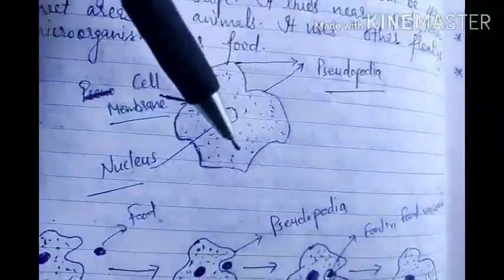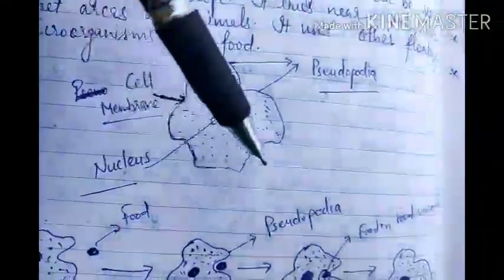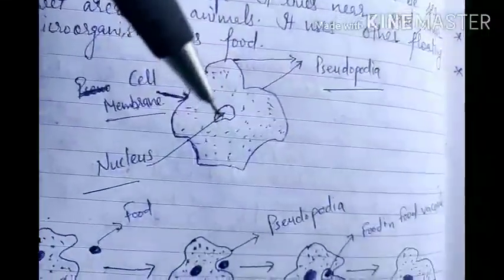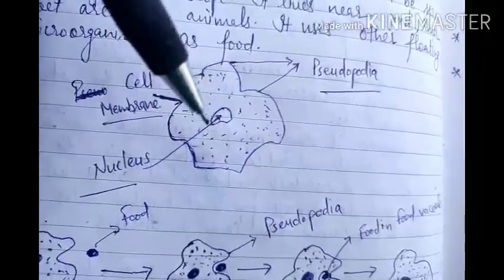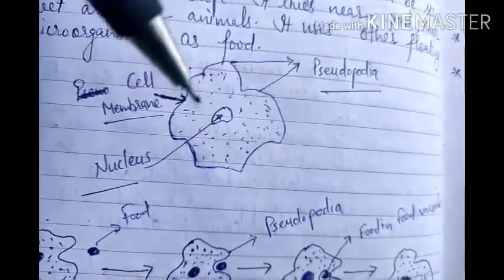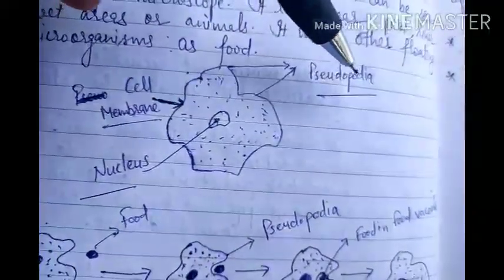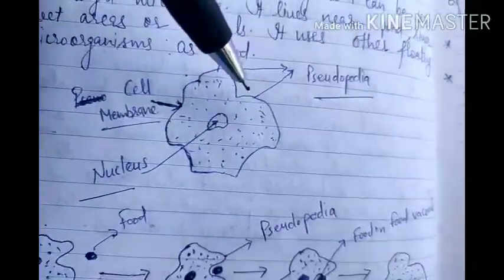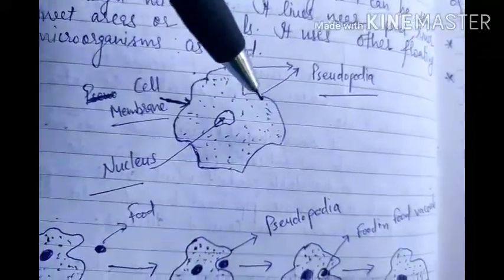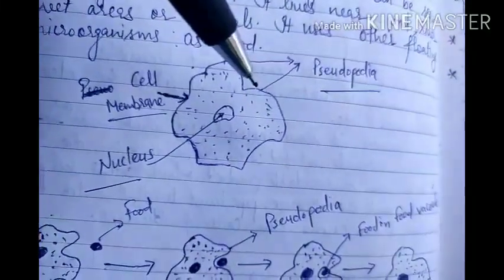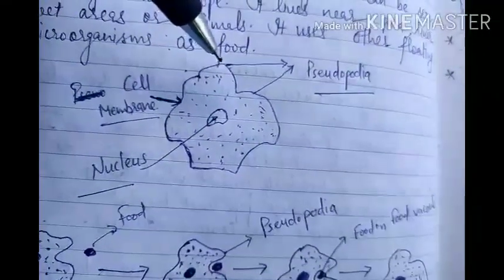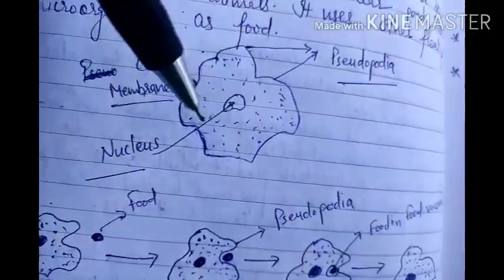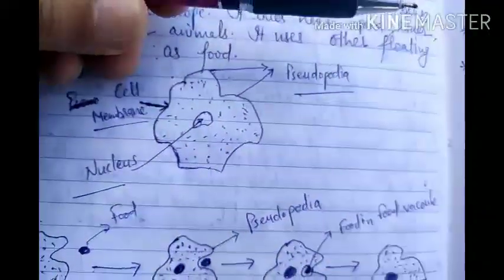Now we have hands, we have a mouth, right? Amoeba doesn't have any kind of hand, but it has a shape by which it can catch the food. That shape of amoeba by which it can catch the food is called pseudopodia. You can see this shape. It has no hands or legs, but due to this shape it can catch the food. So these are the three main parts of amoeba.